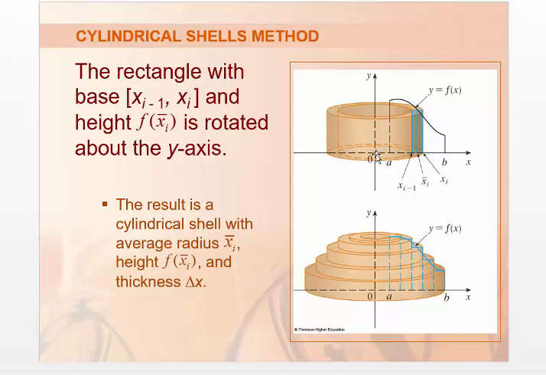So think about this: from here to here we have a radius, and then here we have the height. As a result, the cylindrical shell with average radius x bar sub i and height f of x bar sub i and thickness delta x. And I'm going to have all these different rectangles. Like this first one here, x bar sub i is right in the middle, and f of x bar sub i is up here. The next one, and so on, and so on.